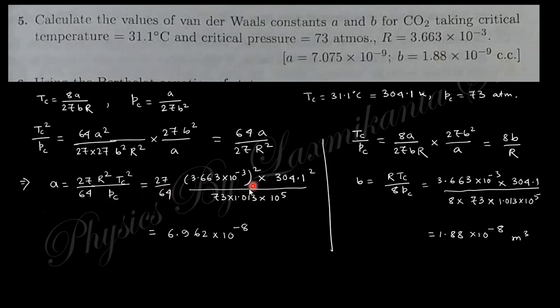So just calculate by putting this value. The values of R, Tc and Pc are given, so you will get the value of A in this unit system. Similarly, from Tc by Pc, you will obtain B, which is RTc by 8Pc. Put this value in, and you will get the value like that.